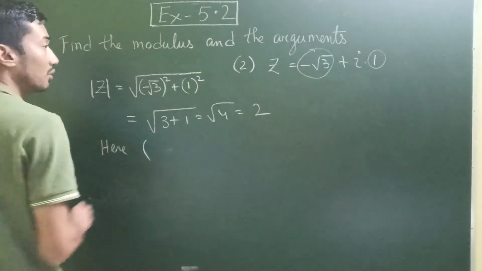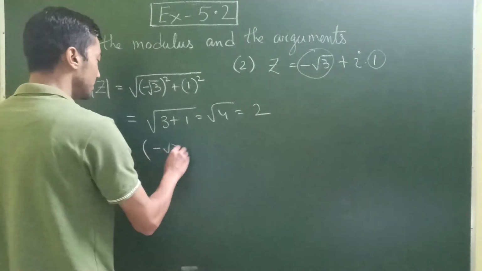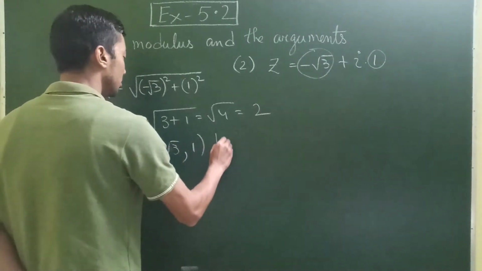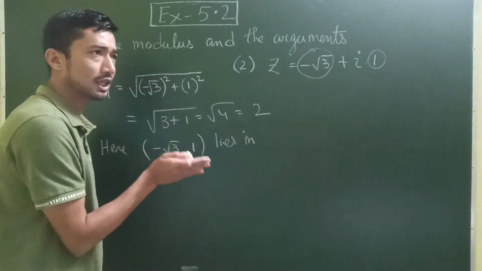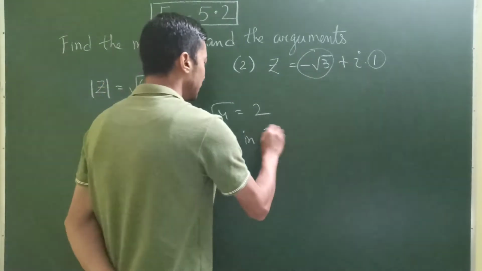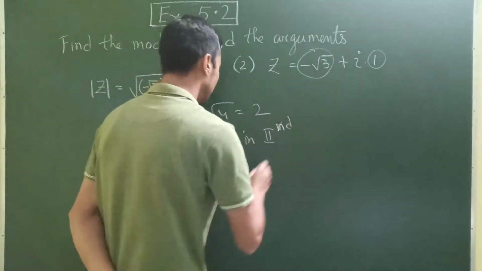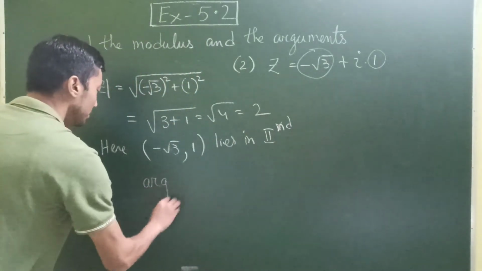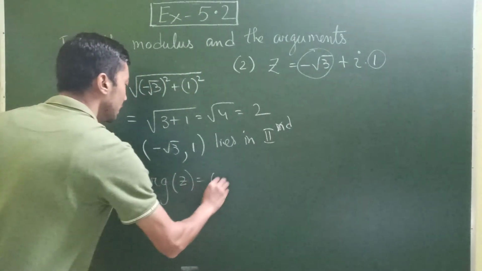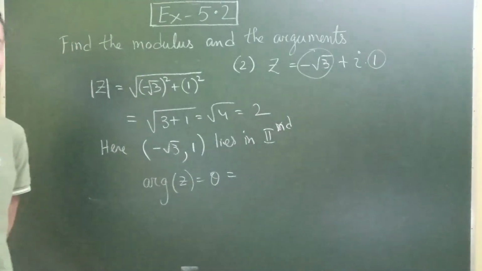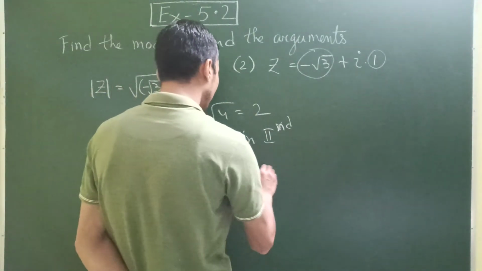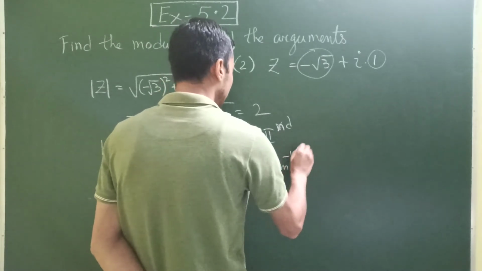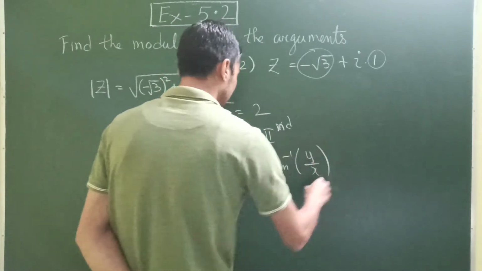Here, what are the polar coordinates? Minus root 3 and 1. Minus root 3 and 1 lies in which quadrant? It lies in the second quadrant. So in that case, what will be the argument of the complex number? If it lies in the second quadrant, you can check your previous notes. What did I give you? You will simply use pi minus tan inverse of y upon x.